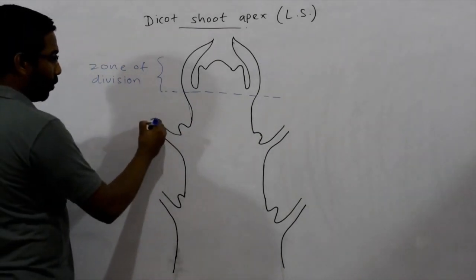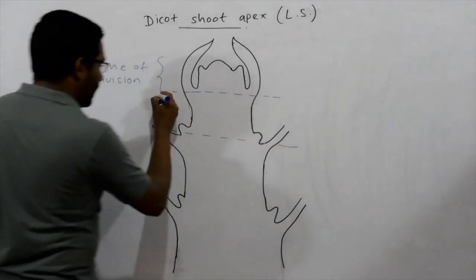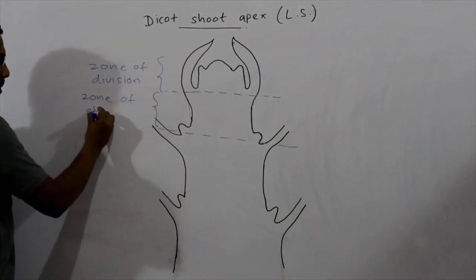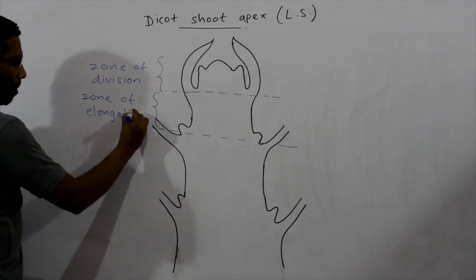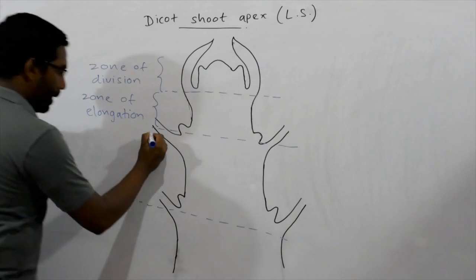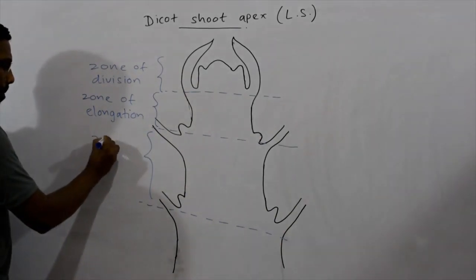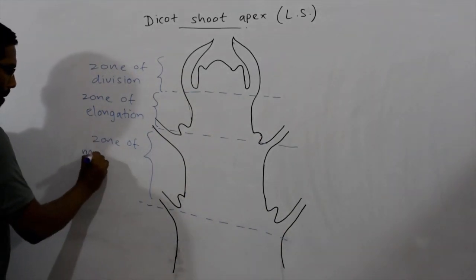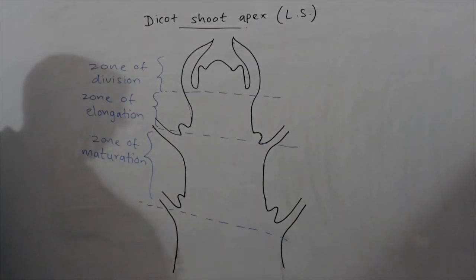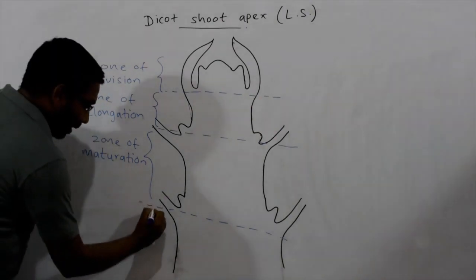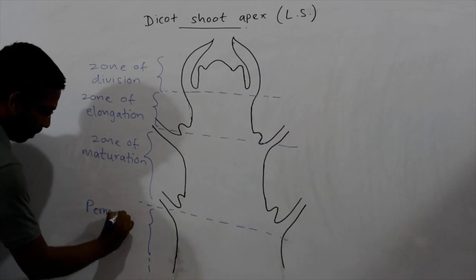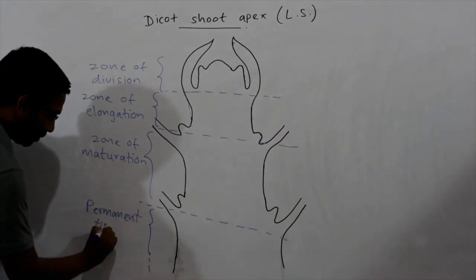Below that it has the zone of elongation. Imagine that below it, this region is the zone of elongation. Below that it has the zone of maturation. Let's say this is the zone of maturation. There, maturation or differentiation of cells happens. Below the zone of maturation it has permanent tissues. Imagine this is the permanent tissue region.